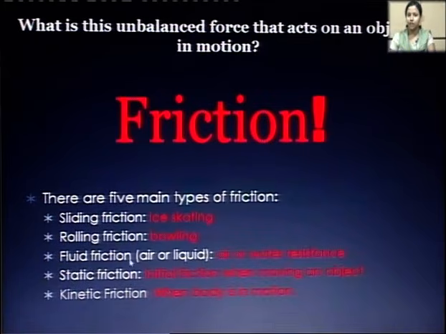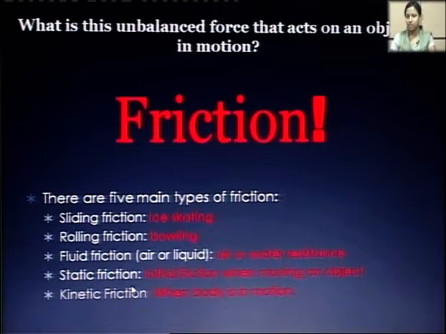There are 5 main types of friction. Sliding friction, its example is ice skating. The second type is rolling friction, its example is bowling. The third type is fluid friction, in air or in liquid like water, that is air or water resistance.